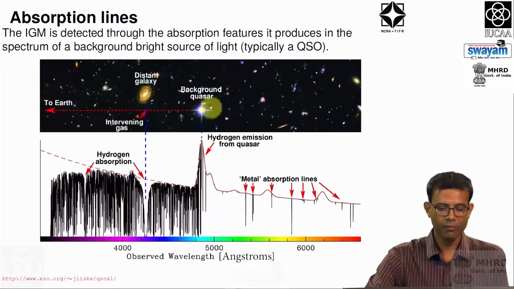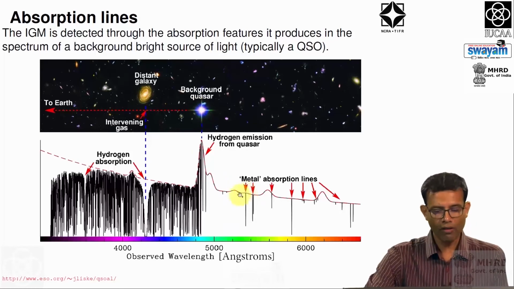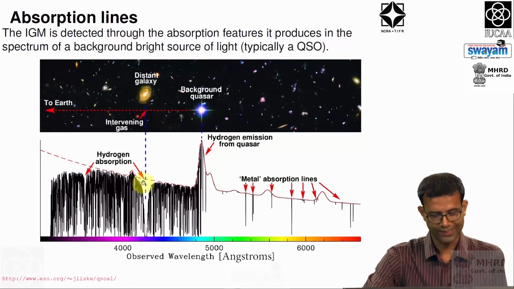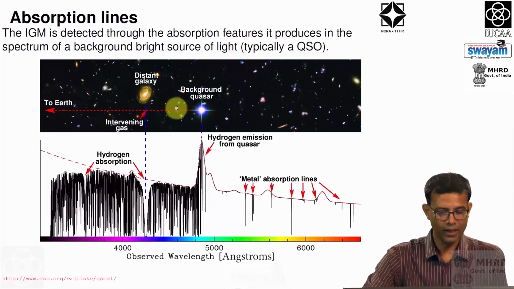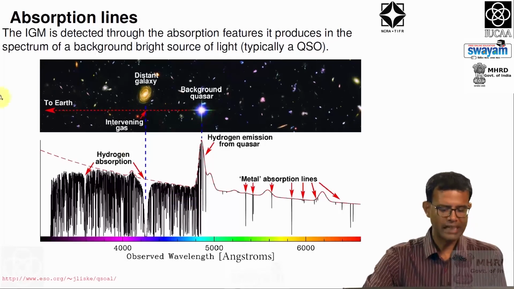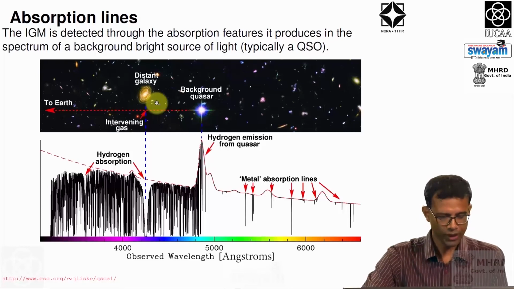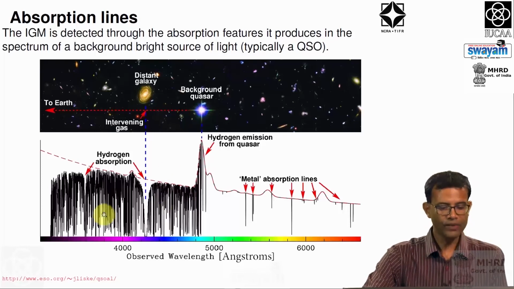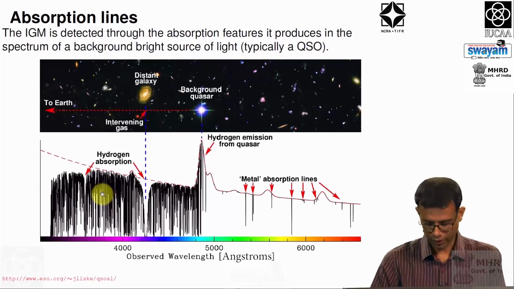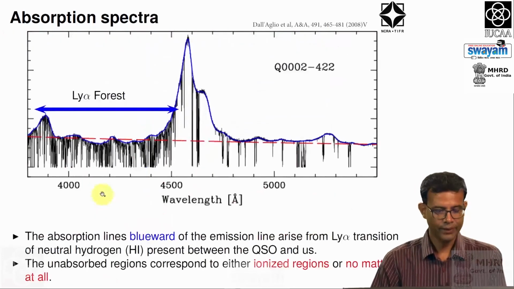For example, if there was nothing between the quasar and us, you would have observed a spectrum which looks like this line, and it would have gone like a power law here, this dashed line. But what you see is a lot of absorption, and that is happening because of the material between the quasar and us, mostly the intergalactic medium, because this line of sight very rarely passes through a galaxy or a halo. So, that is how we study the intergalactic medium. Quite interesting in that sense.